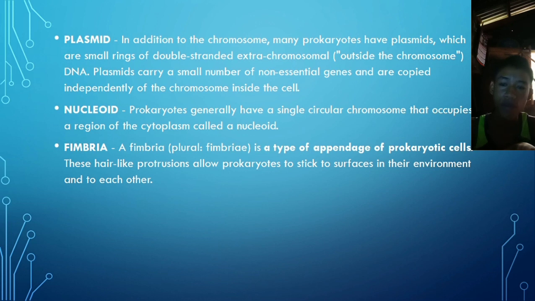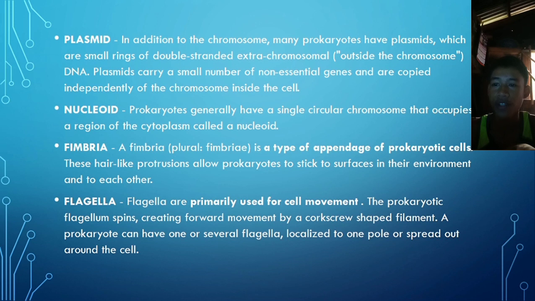Next one is the fimbria. Fimbria, the plural of it is fimbriae. It's a type of appendage of prokaryotic cells. These hair-like protrusions allow prokaryotes to stick to surfaces in their environment and to attach to each other.